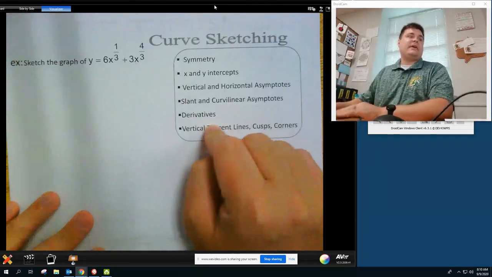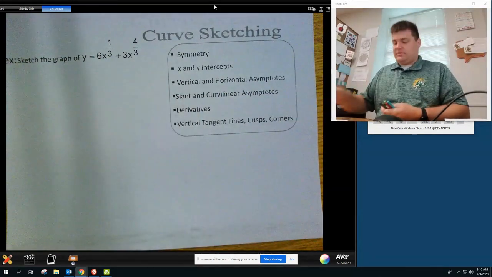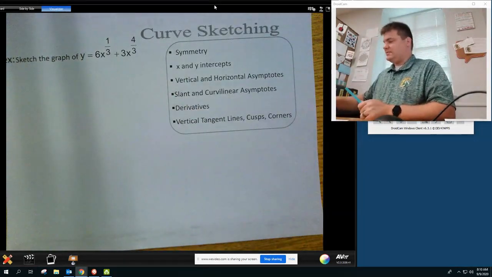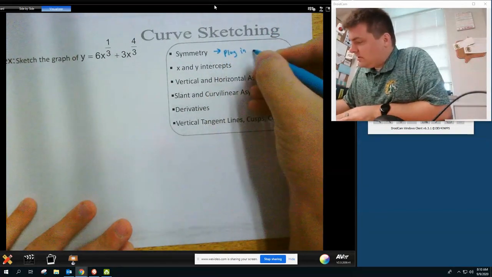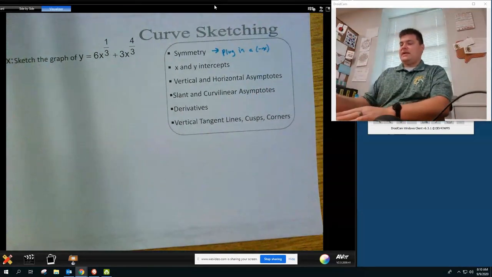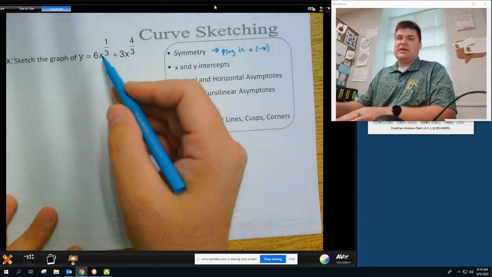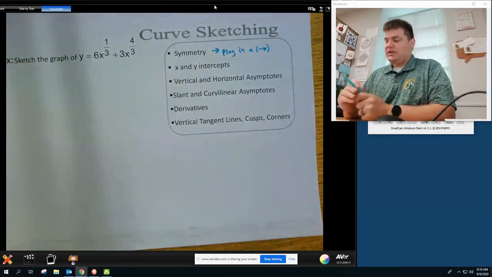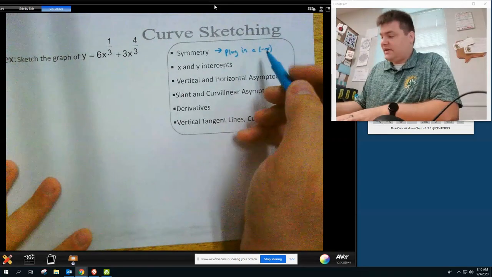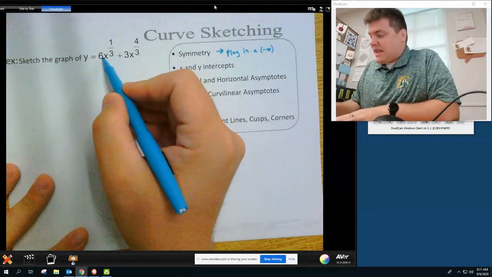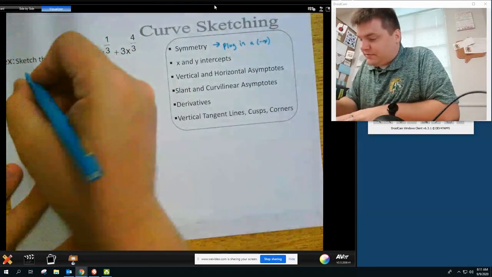And this will help us find out what's going on with it. Okay, so the first one, looking at this function here, is we're going to look at the symmetry. For the symmetry, this just means you're going to plug in a negative x. When you plug in a negative x, if you get the same function, it's even. If you plug in a negative x and you get the complete opposite function, then it's odd.